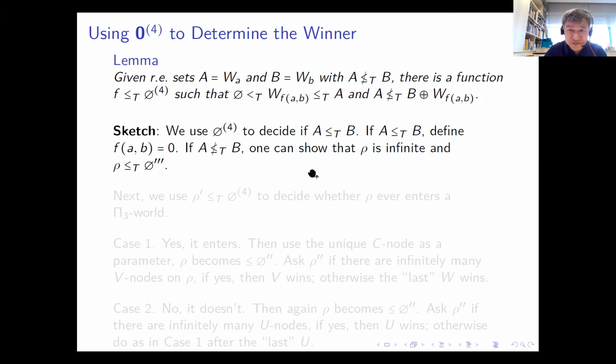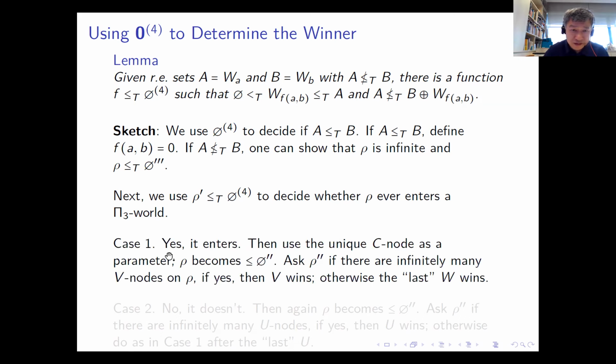use 0 triple prime. I can find an infinite true path on the tree. So we need 0 triple prime because this is omega plus 1 branching. Now, in order to decide the winner, we first ask a sigma 1 question for this true path rho. So we ask whether rho enters the pi3 world. There are sigma 3 worlds, lots of pi3 worlds. So we ask whether the true path ever enters a pi3 parallel universe.